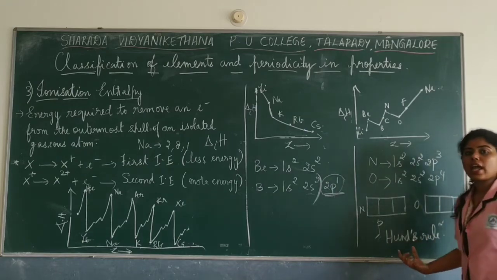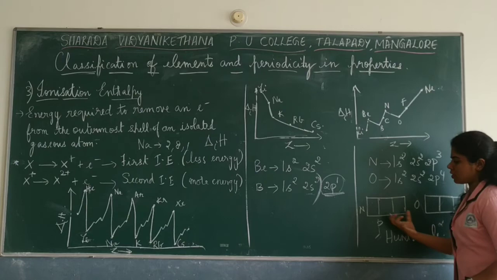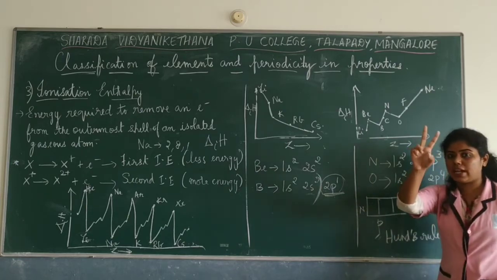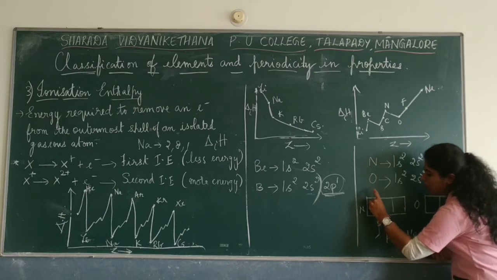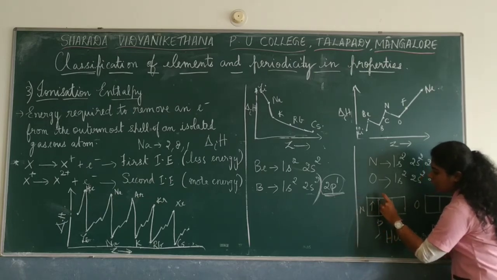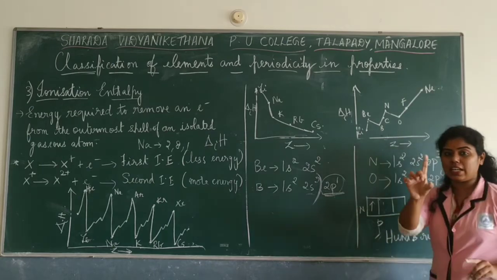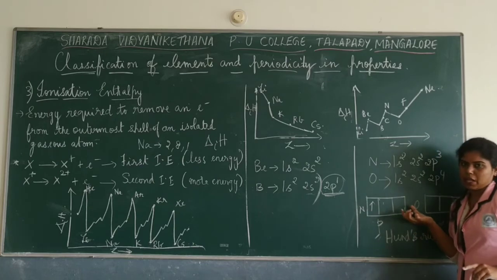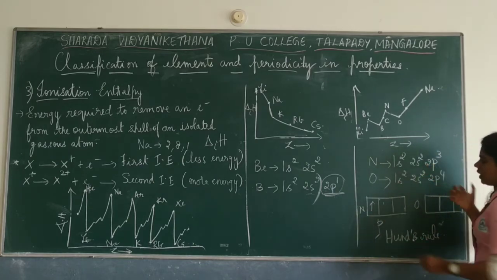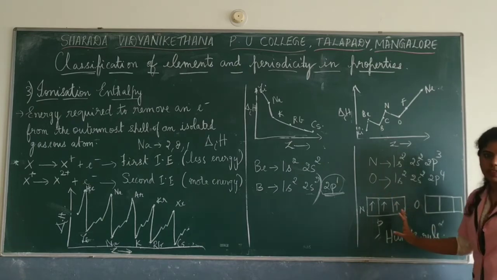Hund's rule says that whenever you fill the electrons in the orbitals, each orbital can take 2 electrons. But whenever you try filling them, always you have to start singly. Then you put them into pairs. Only one electron first you have to fill. Then you start pairing them. Now nitrogen is given as 3 here. So you start filling 1, 2, 3. So 3 electrons are being filled.